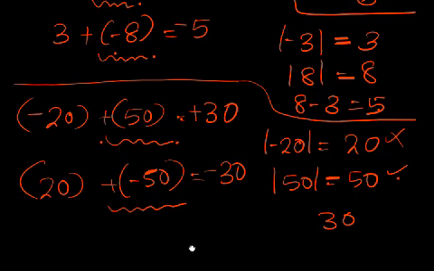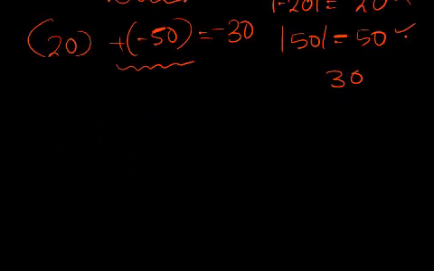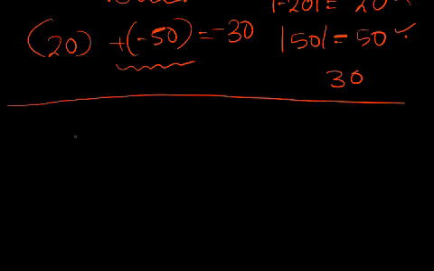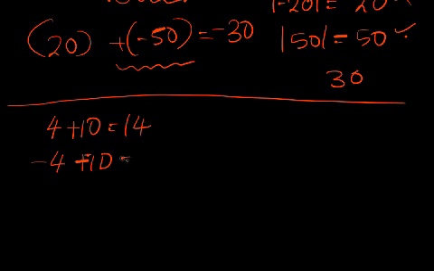Okay, let's explain the rules once again. Case 1, where both of them are positive numbers. 4 plus 10 is equal to 14. Case 2, when both numbers are negative. Negative 4 plus negative 10 is equal to negative 14 because both of them are negative. So the answer is negative.